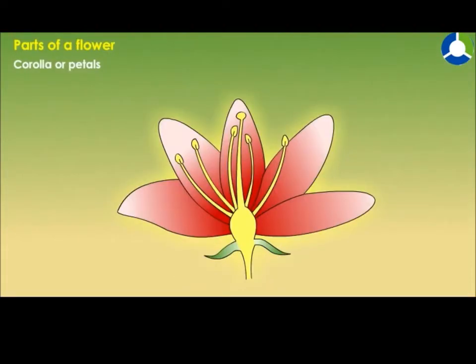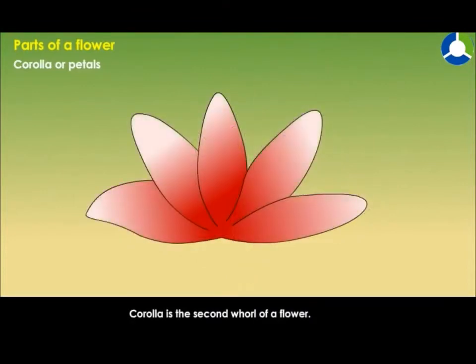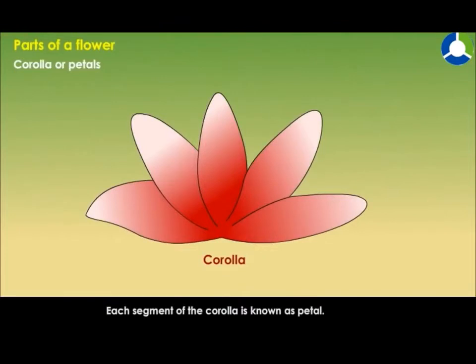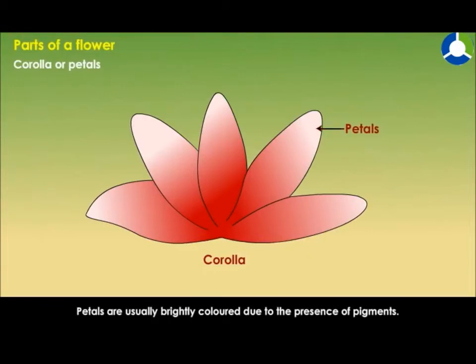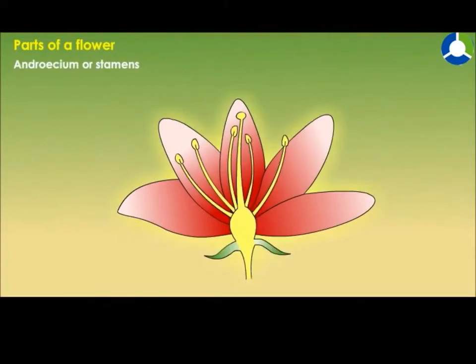Corolla or petals. Corolla is the second whorl of a flower. Each segment of the corolla is known as petal. Petals are usually brightly colored due to the presence of pigments. The bright color, sweet smell and nectar attract the insects.